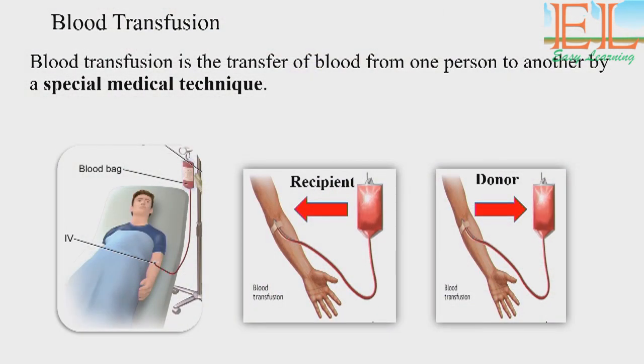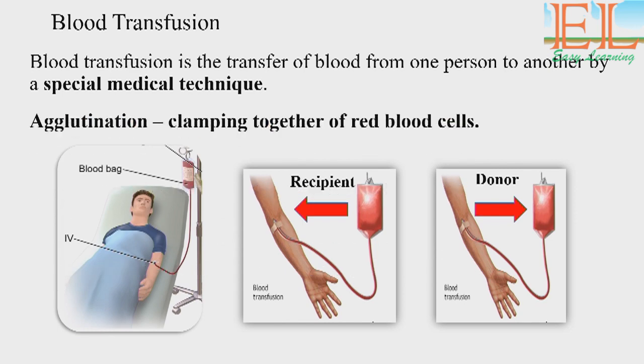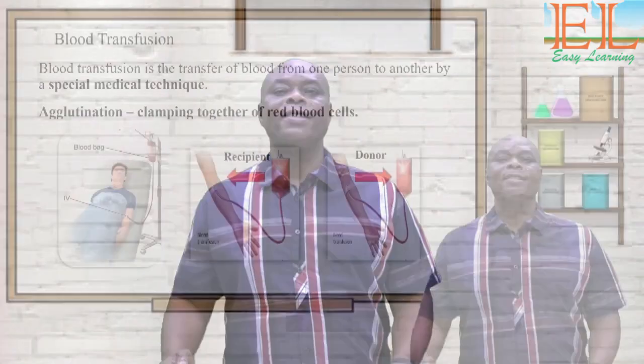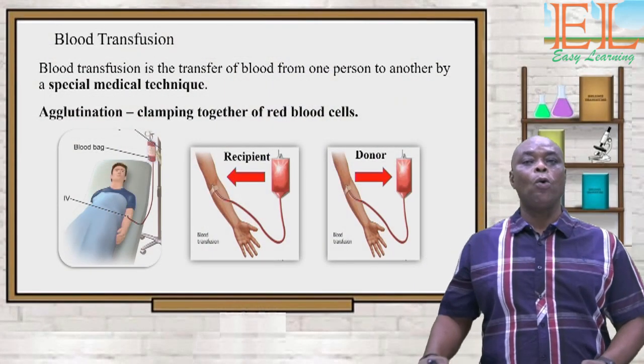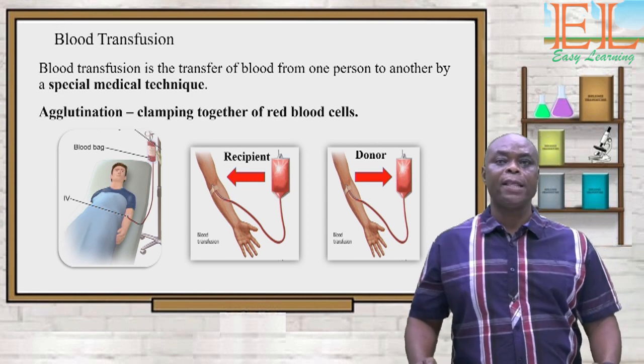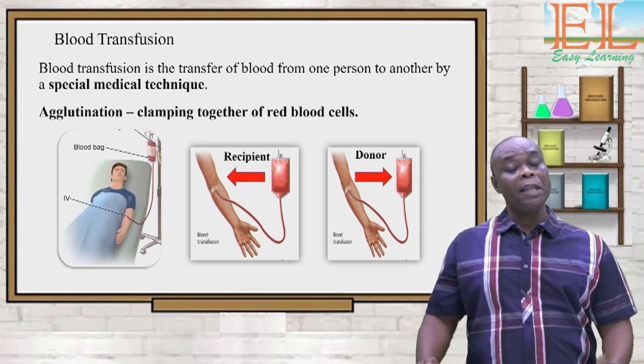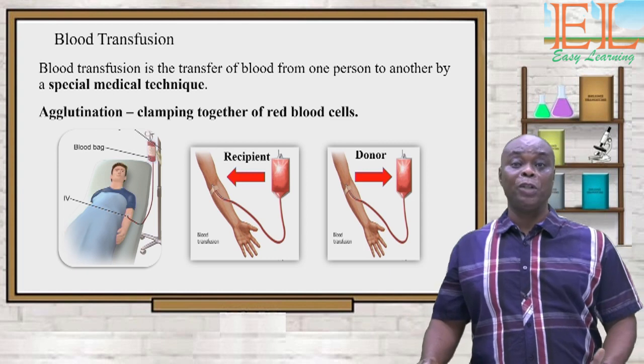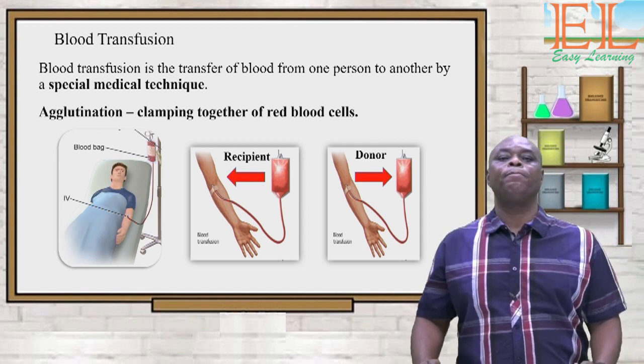For blood transfusion to be possible, the blood groups of the two persons should be known in order to prevent a situation called agglutination. This is when two incompatible bloods mix. The red blood cells will stick together or clump together to prevent flow of blood, and sometimes this is fatal, which may lead to death.